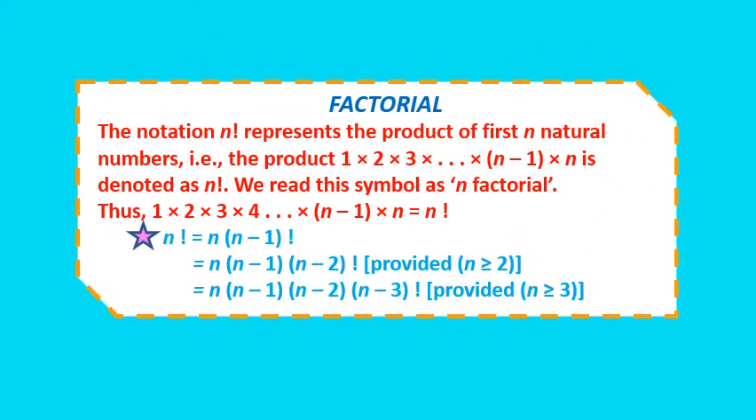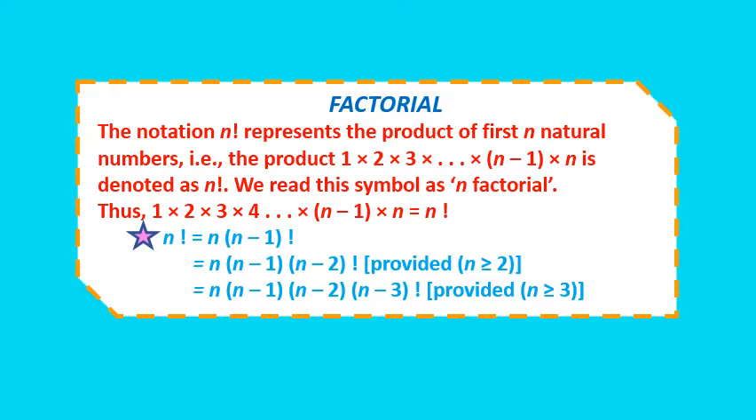So coming to factorials, what is factorial? The notation n factorial represents the product of first n natural numbers. That is, the product 1 multiplied by 2 multiplied by 3 up to n is denoted as n factorial. And we read it as n factorial. Thus, n factorial will be equal to what? 1, 2, 3 up to n. Multiplication of all the natural numbers up to n. Clear? So suppose we have to find the factorial 5. It will simply mean 5 multiplied by 4 multiplied by 3 multiplied by 2 multiplied by 1. So product of first 5 natural numbers.